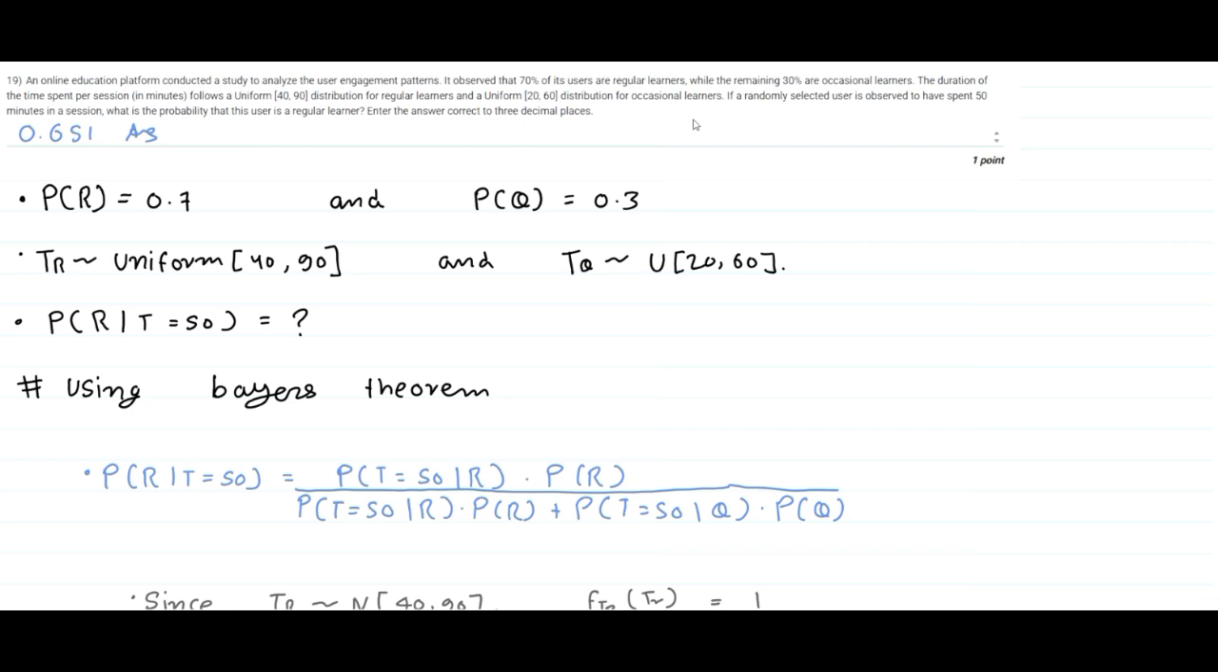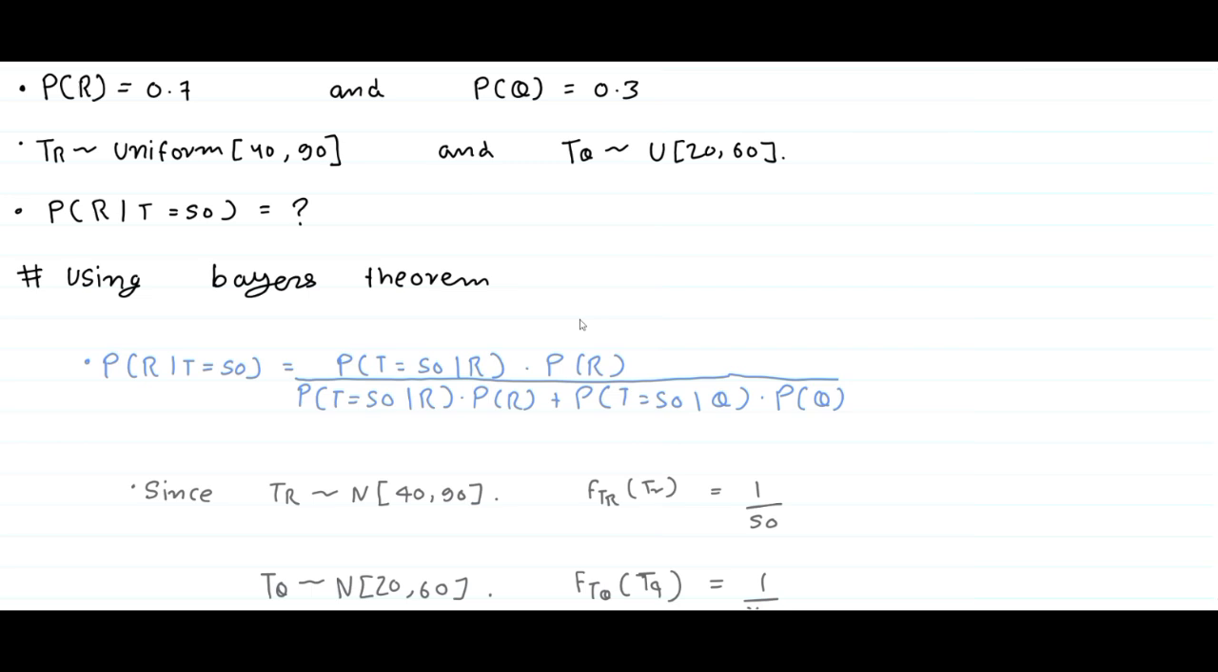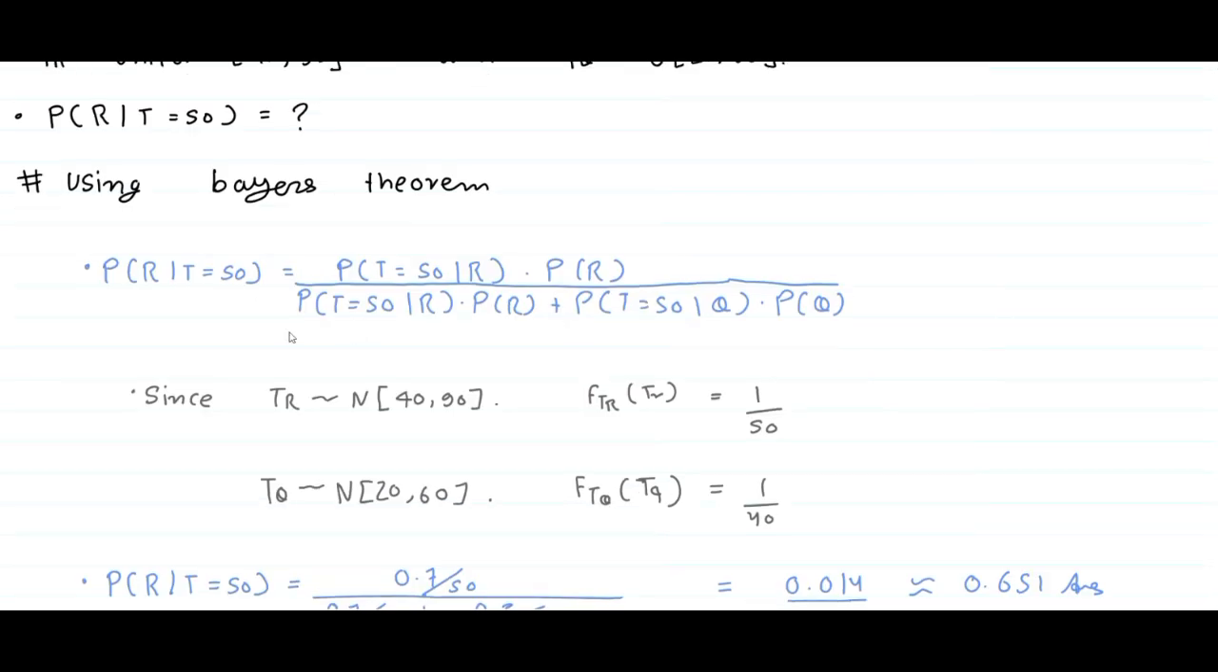We are given the probability of a regular student is 0.7 and the probability of an occasional student is 0.3. The time spent by both regular and occasional students follows uniform distributions with their respective ranges. We need to find the probability of a regular student under the condition time spent is 50 minutes. So again, let us use the Bayes theorem on this conditional probability, and after using the Bayes theorem, the conditional probability will look something like this.